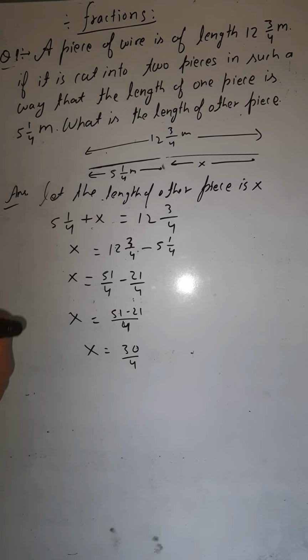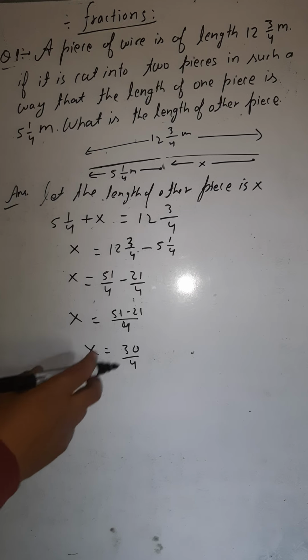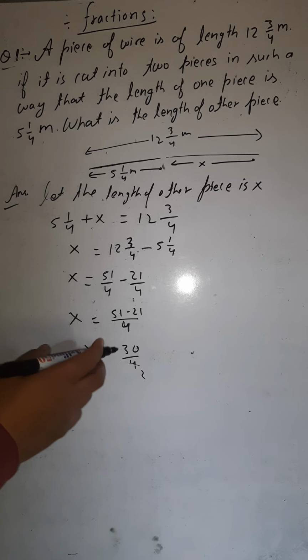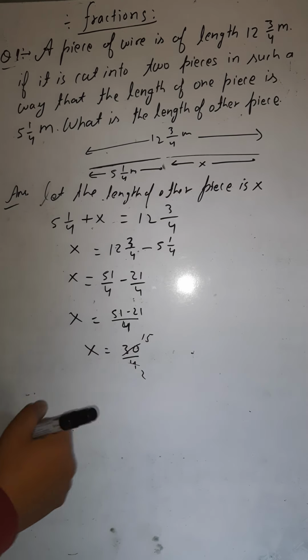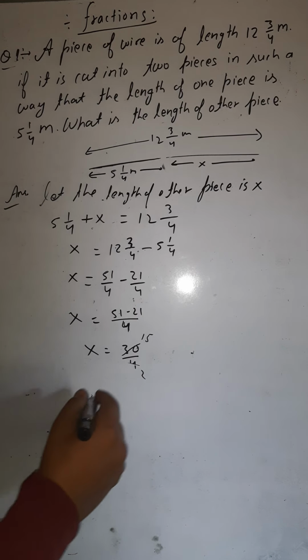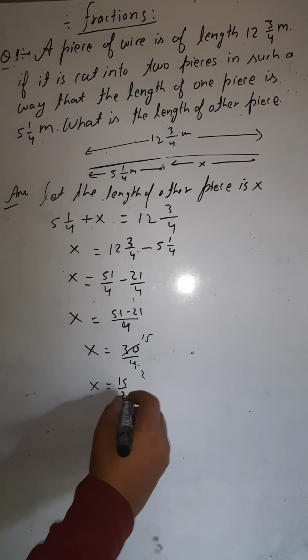You can simplify this also. You can cut both the numerator and the denominator by 2 because both are divisible by 2. Here I can cut 2 twos are 4. This also I can cut by 2. How many times does it go? 2 fifteens are 30. So both are divisible by 2. So x would be equal to 15 by 2. So x is 15 by 2.